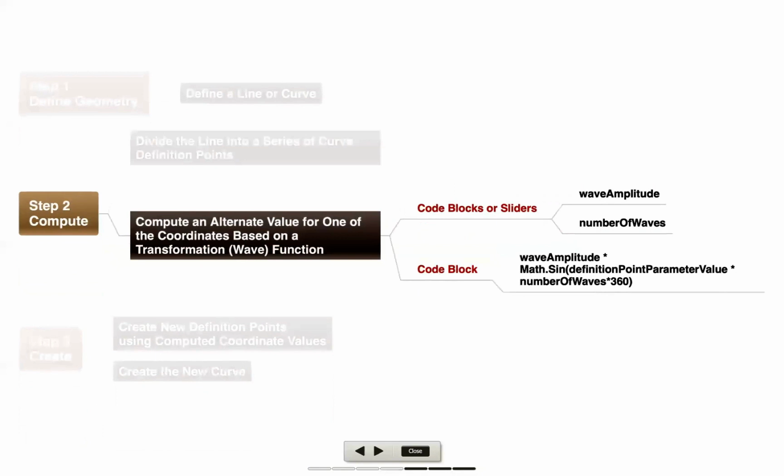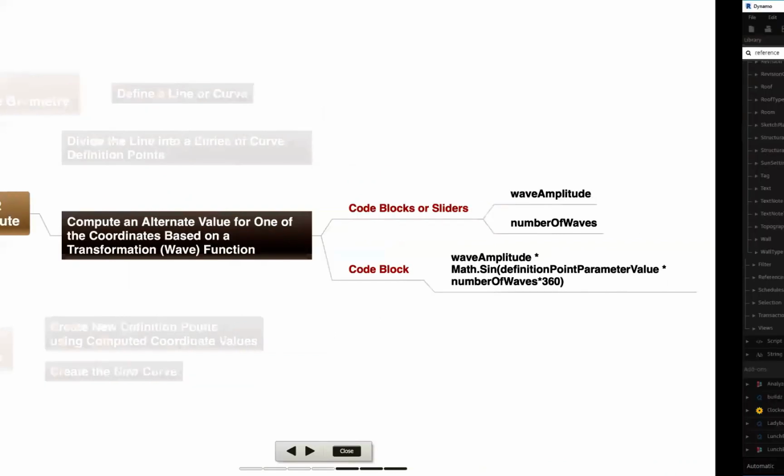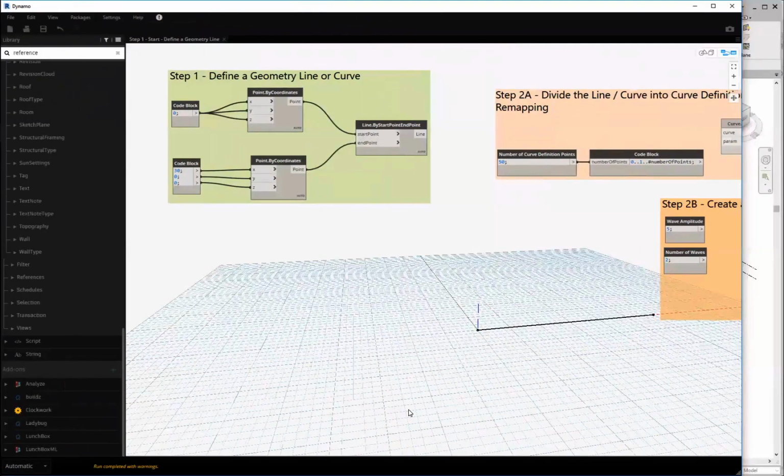We're going to set up a formula where we have input sliders or values for the wave amplitude and the number of waves. Then we're going to use our sine wave formula, where we do the math sine of the definition points times the number of waves times 360 degrees. Take the sine of that, then multiply that by an amplitude. Hopefully that looks somewhat familiar from our previous sine waves, but we're basically going through a series of different x values and computing different z values. Okay, so let's take a look at what that's like.